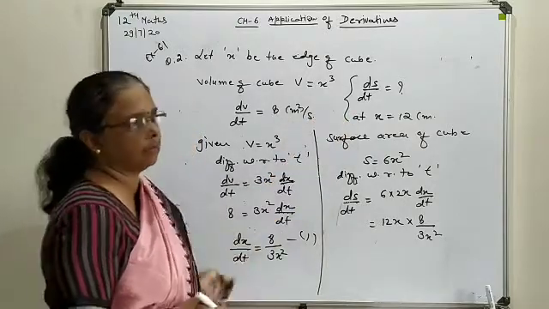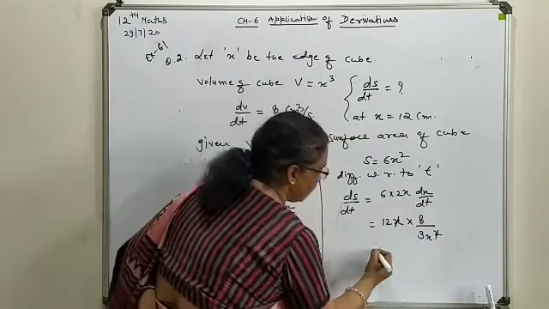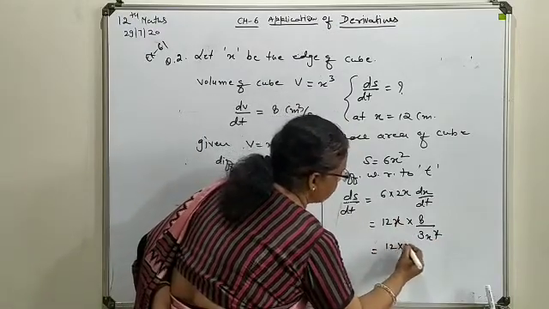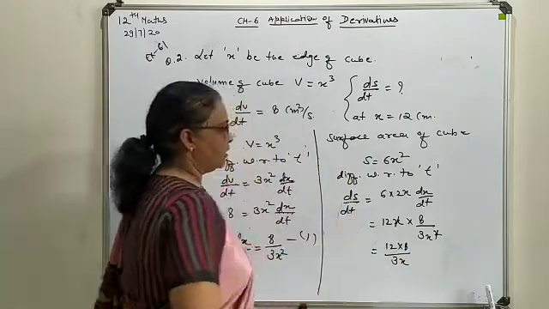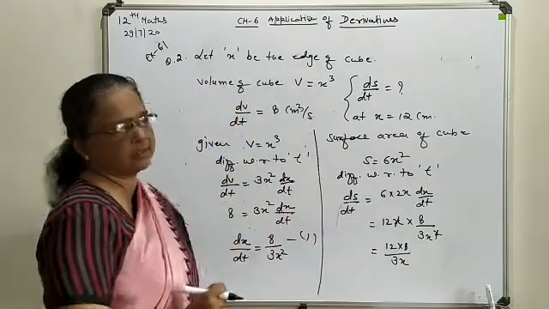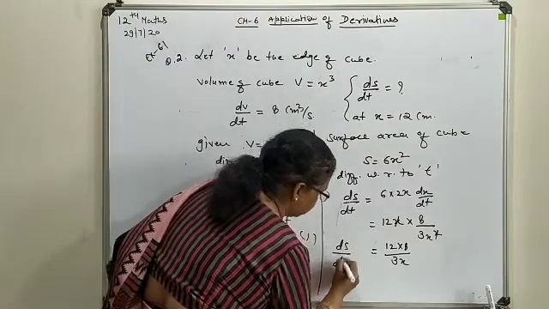Before that also you can write it. Now here x and x cancel. This is 12 into 8 upon 3x. Now this dS by dt we have to find at x equal to 12. So that we will write further.